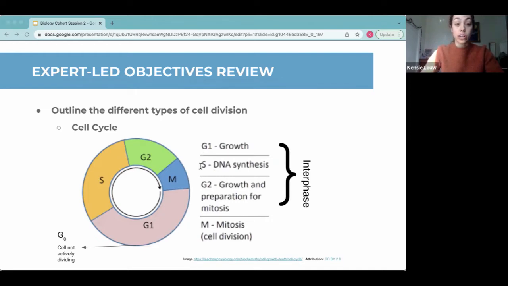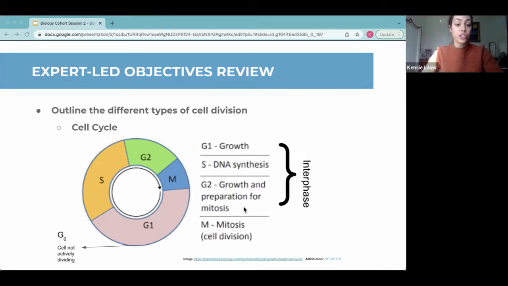So what's going on in each of these phases of the cell cycle? So G1 is when the cell is growing and growing. All the machinery and parts of the cell, the organelles, are growing and the cell's getting bigger. So G1 for growth. And then when the cell gets big enough, it will enter S phase. And this is where the DNA replicates, which is also called DNA synthesis. So S is for synthesis.